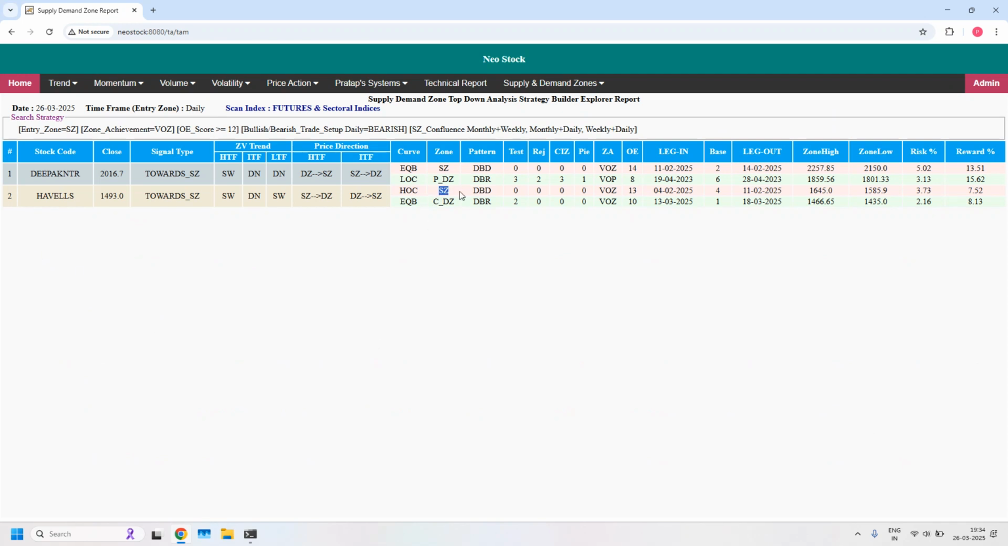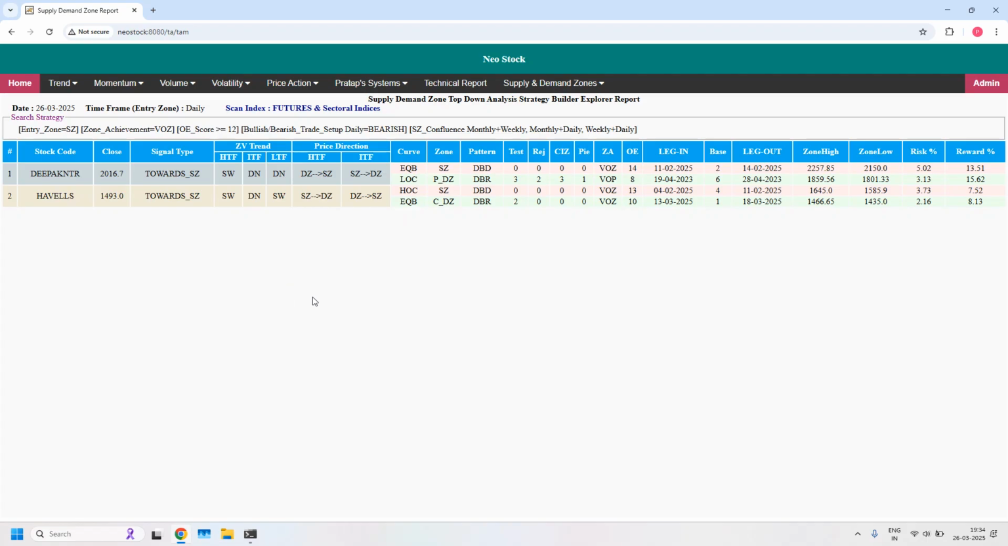In these 2 stocks, the daily supply zones overlapped with weekly. Both again overlapped with monthly. But monthly trend is sideways. Sideways, we don't check EMA confluence because it won't give any advantage. So this is bearish trade setup for monthly income trade.